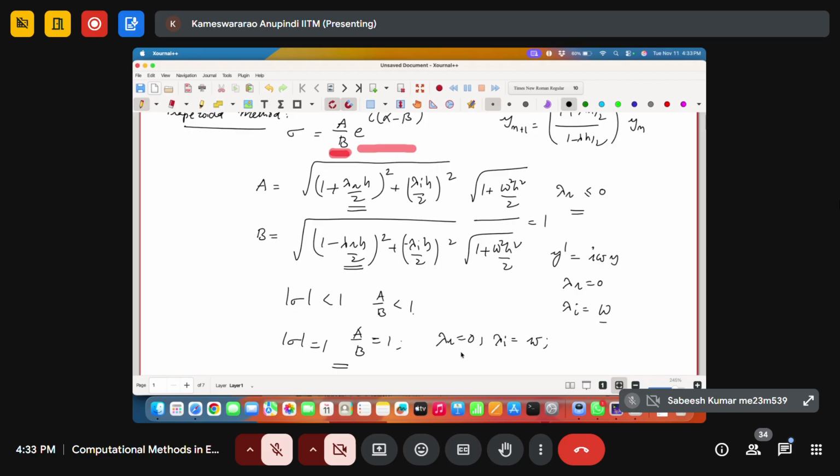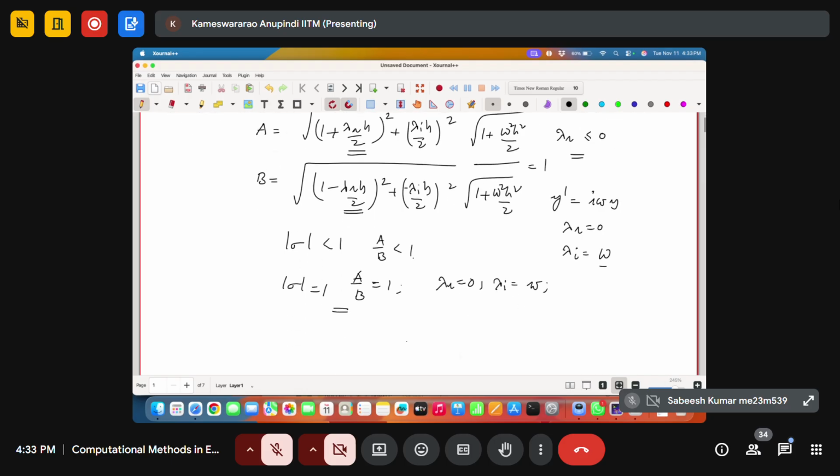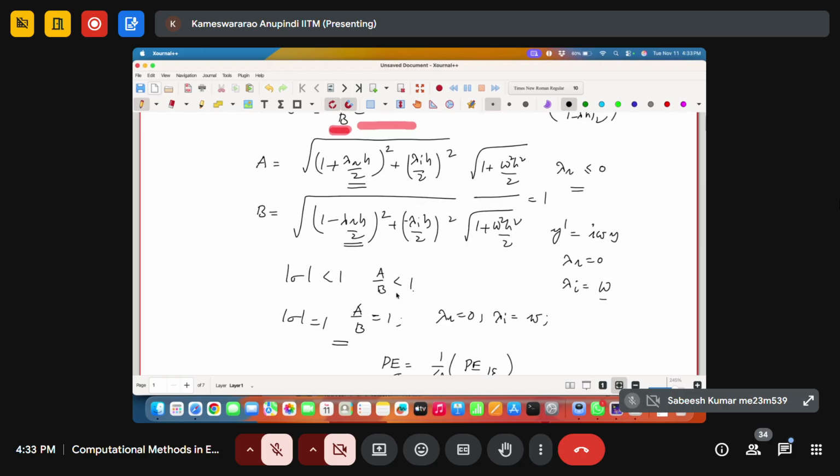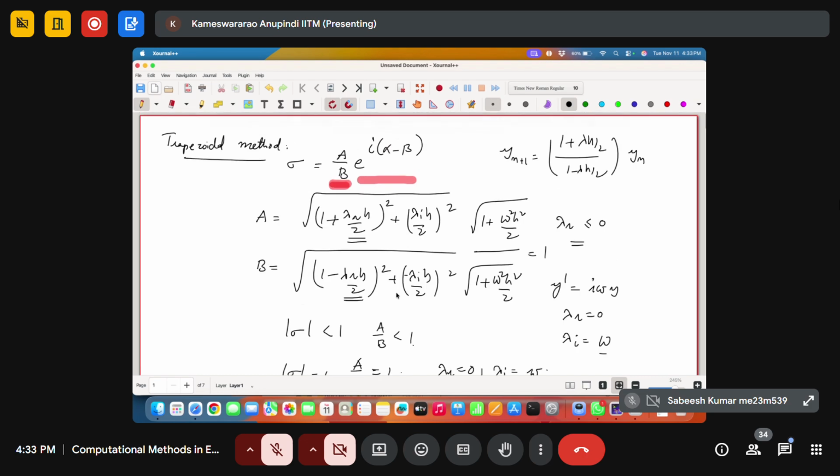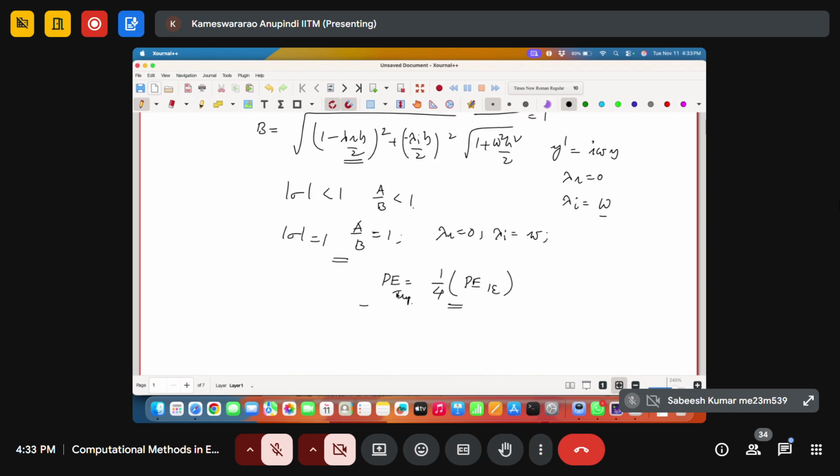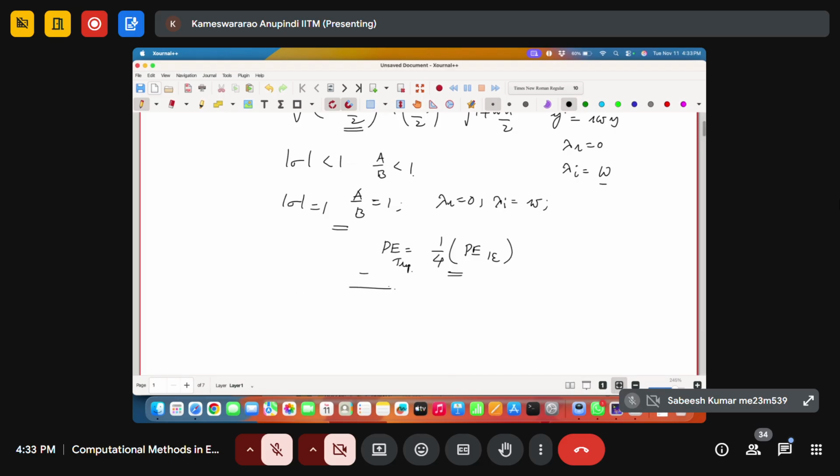Okay, is that clear? Otherwise we have done the phase error, which is 1/4 of the phase error obtained by implicit Euler, right? This we have done. Okay. Is it clear now, this part? I think I might have missed saying this yesterday. Okay. Thank you for pointing this out.